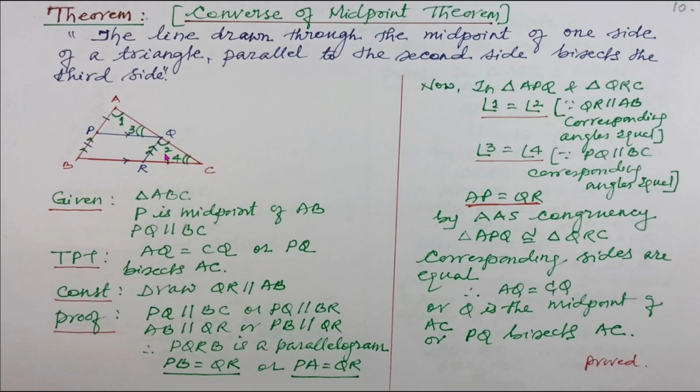Now if two triangles are congruent, then corresponding sides and angles are equal, and therefore AQ is equal to CQ, or Q is the midpoint of AC, or the point Q bisects AC. So that is the proof of the converse of midpoint theorem. Two very important theorems, the midpoint theorem and converse of midpoint theorem. So try to remember them, and they have their own applications in geometry.